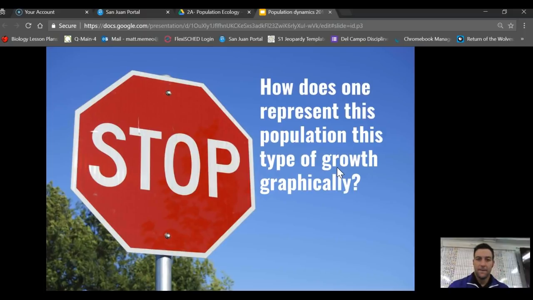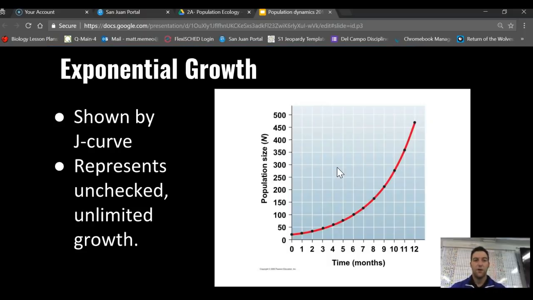And so your question is, first, how do we graphically represent that type of growth under ideal conditions? If we think about that bread and we see that mold growing on there, those are pretty ideal conditions for that population to grow and expand. So if we were to think about that population of mold, how would we represent it graphically? The way we would do it is what we call a J-shaped curve, where we see that unchecked, unlimited growth, and we call that exponential growth. So it's a J shape.